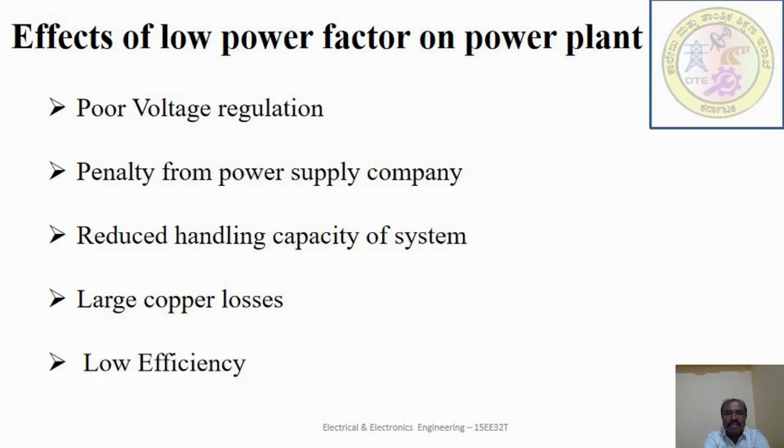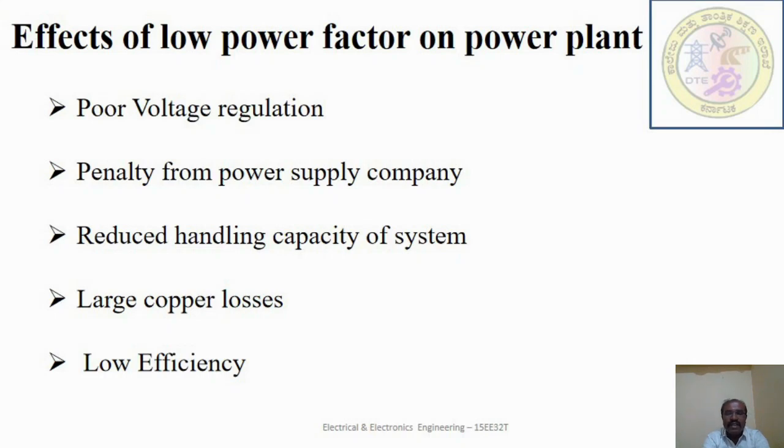Next, large copper loss. As we know, the current drawn by the equipment for low power factor will be increased. That means the copper loss, which is proportional to the current squared, that is I square R. If there is a poor power factor, then there is more current flowing in the circuit that is not contributing to the power dissipated in the load. That means the extra current leads to power dissipated in the wiring. That itself causes what is called copper loss. Next is low efficiency.